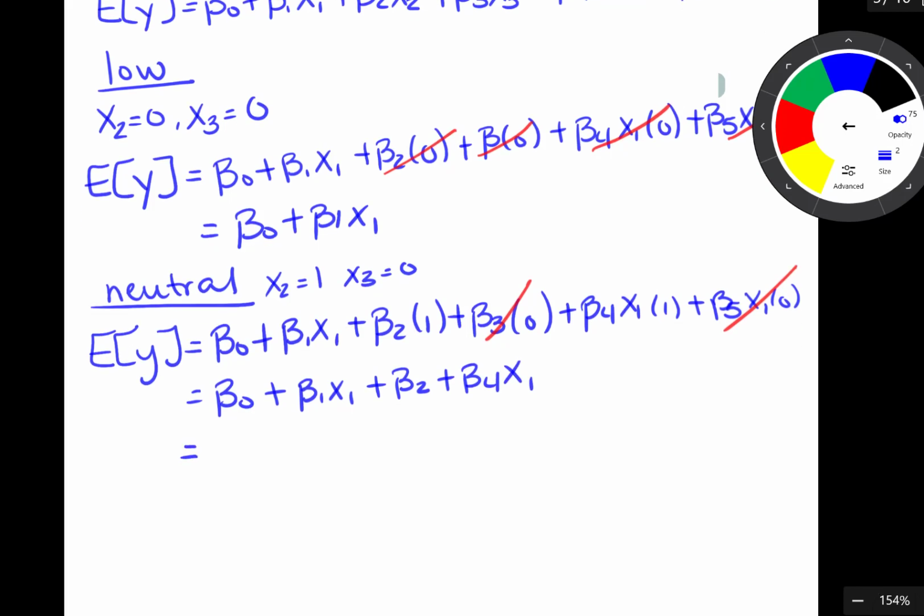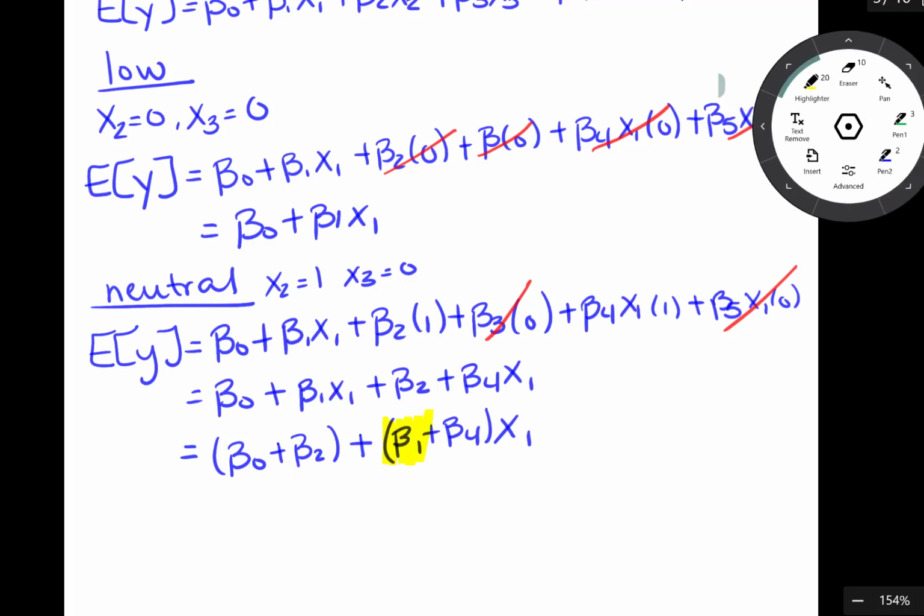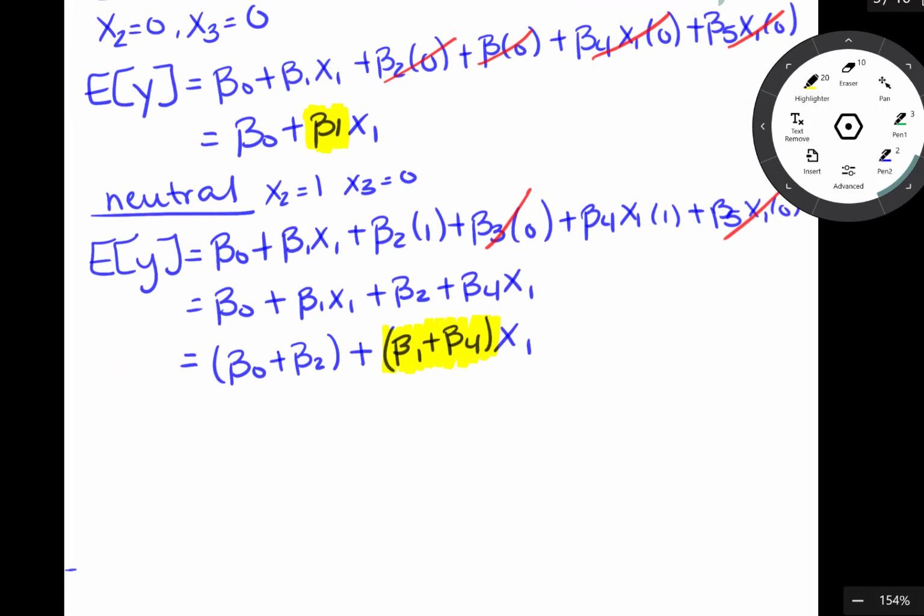So I'm going to combine my terms, and notice we get the following. So again, I'm still getting a straight line here. But notice if we look at the slope of the two lines, let me fix that. So here is the slope of the second line, and here is the slope of the first line. So let's now look at high, and we're going to come back to this idea of comparing these slopes.